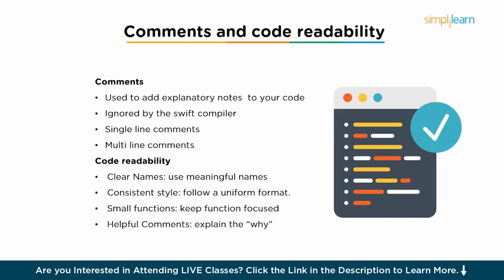Now let's talk about comments and code readability. Comments are essentially notes that you add to your code to explain what it does. They are ignored by the Swift compiler, meaning the computer doesn't try to execute them. They are purely for human readers. Swift supports two types of comments: single line comments, which start with two slashes, and multi-line comments, which are enclosed between symbols. I'll give you an example of both now.